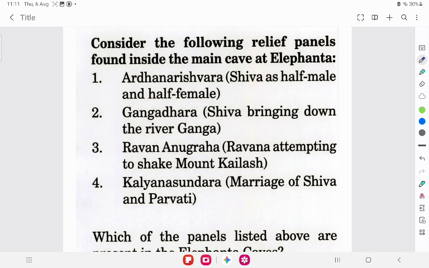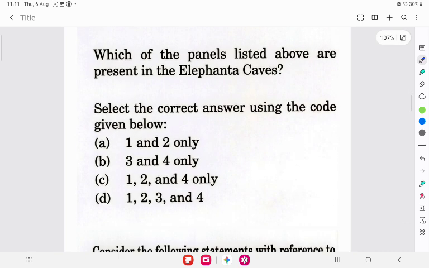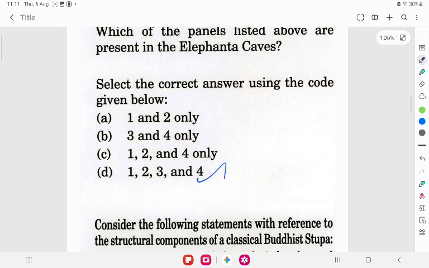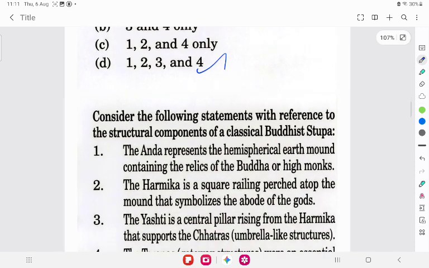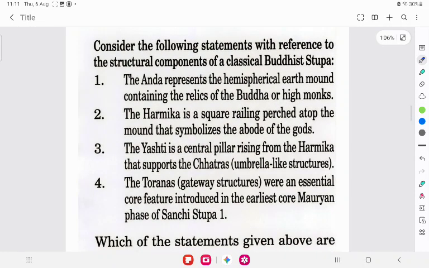The next question is, consider the following relief panels found inside the main cave at Elephanta. This question is about the Elephanta caves. Ardhanarishwara, Shiva as half male and half female. Gangadhara, Ravan Anugraha, Kalyana Sundara. All these options are correct. Okay, so the correct answer is D. 1, 2, 3 and 4. So moving on to the next question.